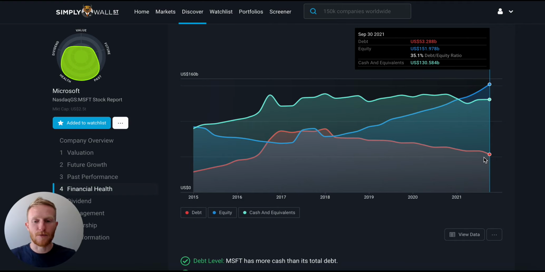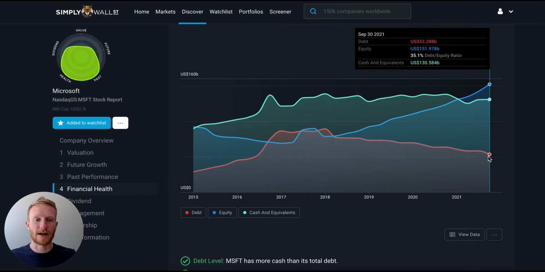So a company would pass this check if it had no debt on its balance sheet, for example. So if the company had this red line at zero, where it didn't have any leverage at all. It would also pass this check if the company has more cash on hand than it does debt. And in this case, this company does, right? It has $130 billion worth of cash and $53 billion worth of debt. So it could pay its debt off almost 2.5 times over with just the cash it has on hand.